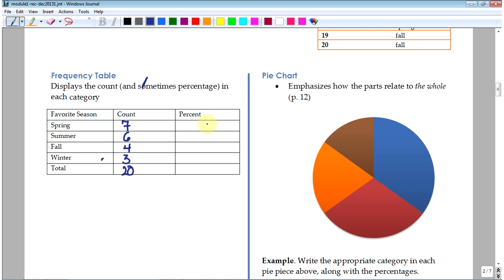Well, we can also use percentages instead of counts. So if we find 7 out of 20, that's going to be 35% of our population who said spring is their favorite season. If we do 6 out of 20, that'll give us 30%.